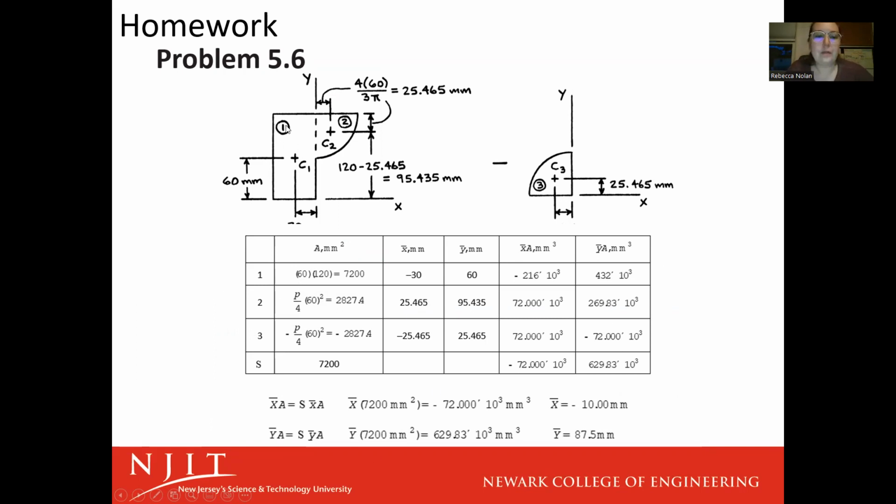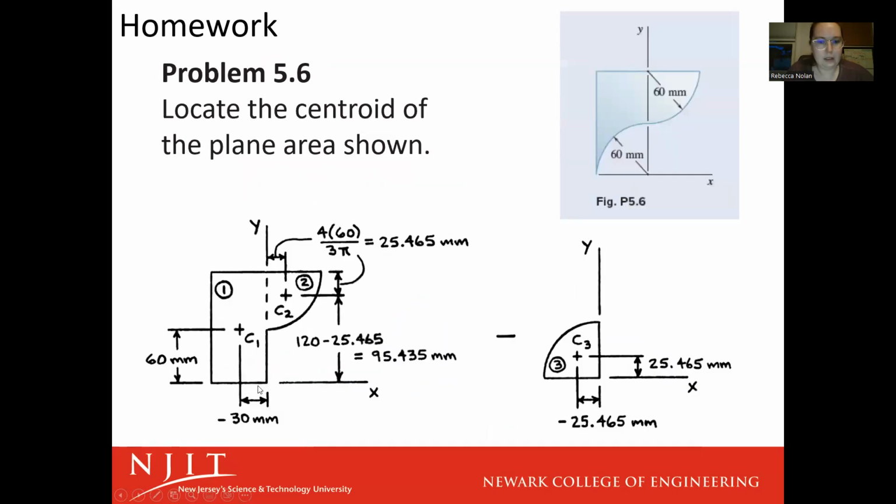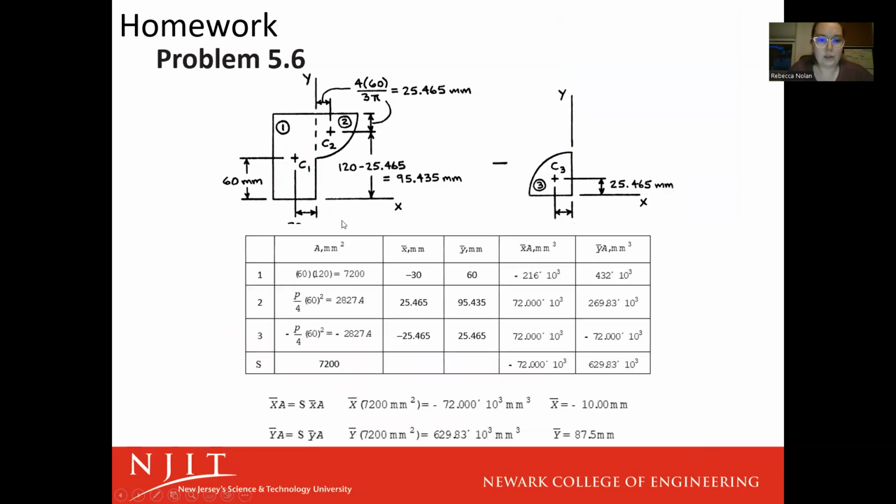So figure 1, its x bar is going to be halfway through the figure, remembering that our y-axis is here. The thickness was 60. So the circles are a radius of 60, which means that our rectangle here is also 60 across and 120 up. So our x bar is going to be negative 30, halfway through that. Y bar is going to be positive 60. And then for our figure 2 and 3, we're going to have to use the formulas.